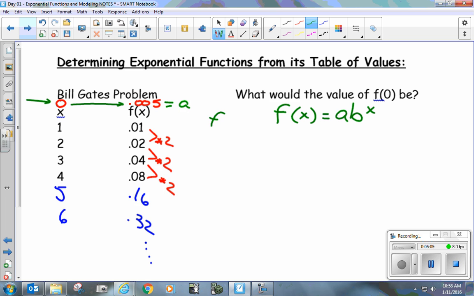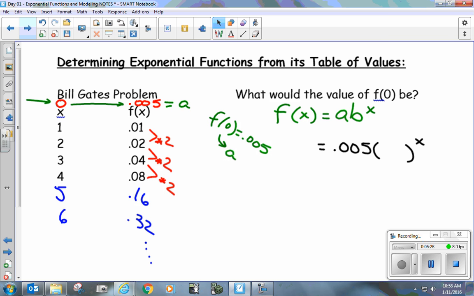We know that f of 0 is 0.005, and that is our a value. That's our initial value. So I'm just going to substitute that in right here. We now have 0.005 times some b value raised to the x. Now, x is our number of days.